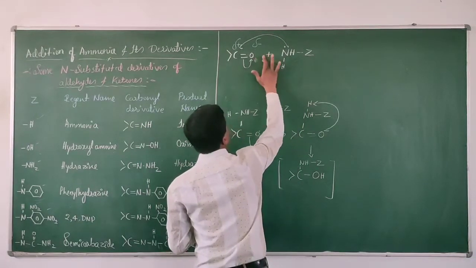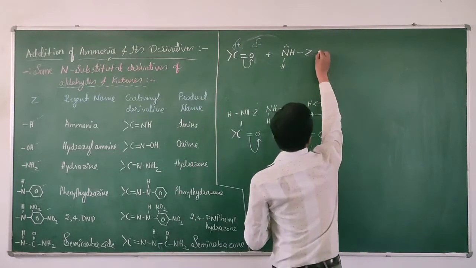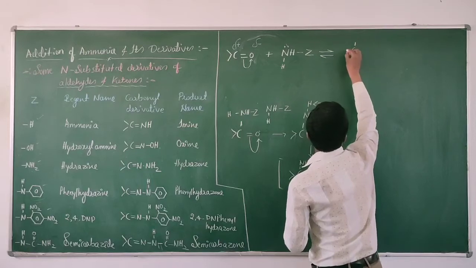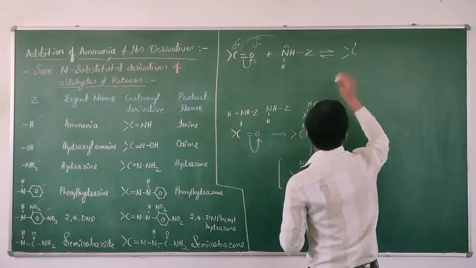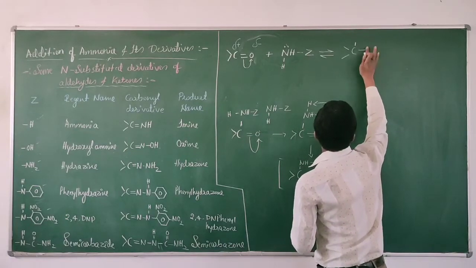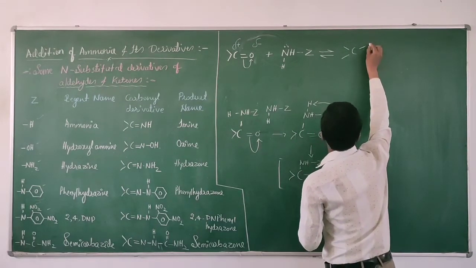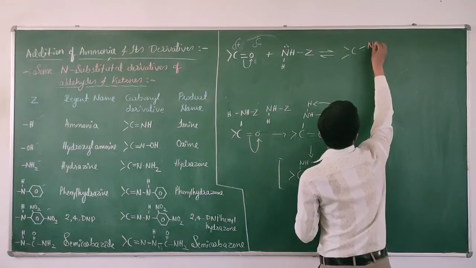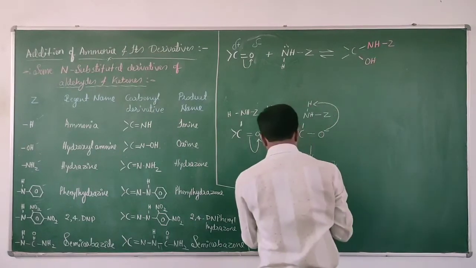Now it becomes tetrahedral in nature. Its shape becomes tetrahedral now. Because it is tetrahedral, this species has Z, and here we have H. This is highly unstable.